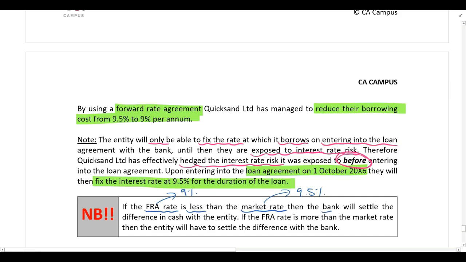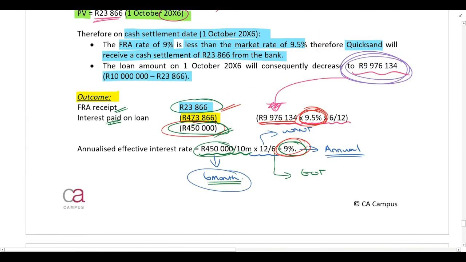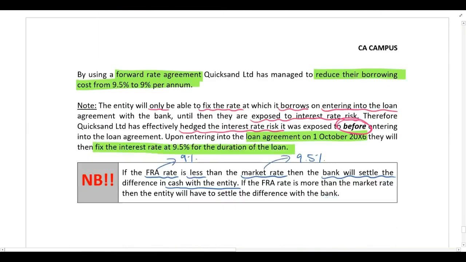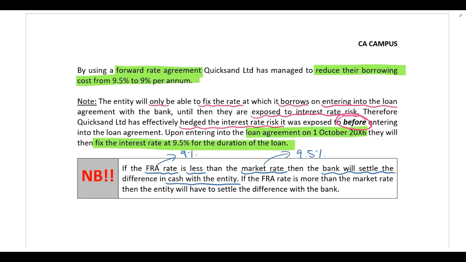So that meant the bank settles the difference in cash with the entity. So we said the bank was going to give the company 23,866. Please note, if it was the other way around, if the forward rate is more than the market rate, then the entity is going to have to pay the bank the difference. Okay, so obviously you don't want a situation like that, because then instead of reducing your interest rate, you end up actually increasing your interest rate.